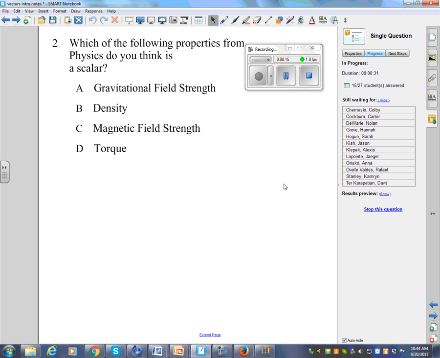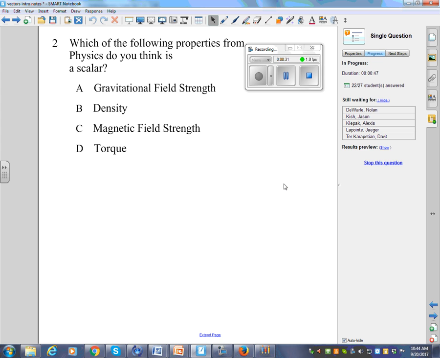Okay, so which of the following do you think is a scalar? Is it gravitational field strength, is it density, magnetic field strength, or torque? And I realize that some of you may not be that familiar with all of those. I'm just making you think a little bit here. Which one doesn't have a direction? Is that one not working?